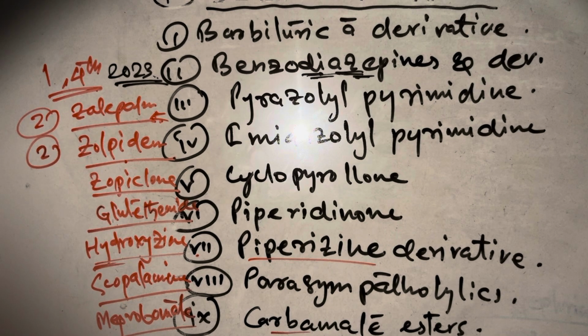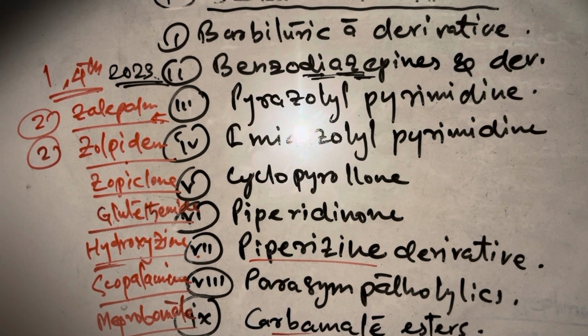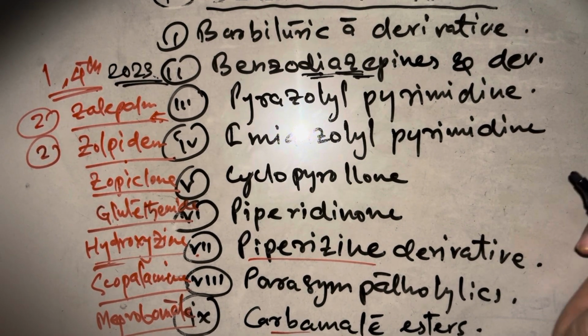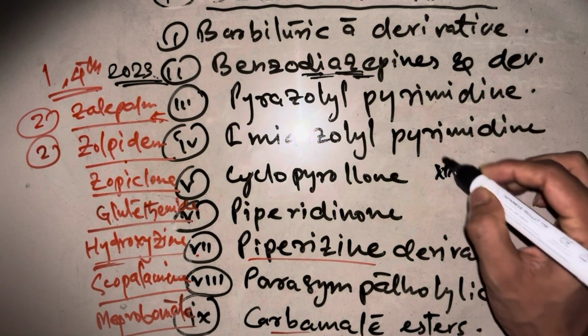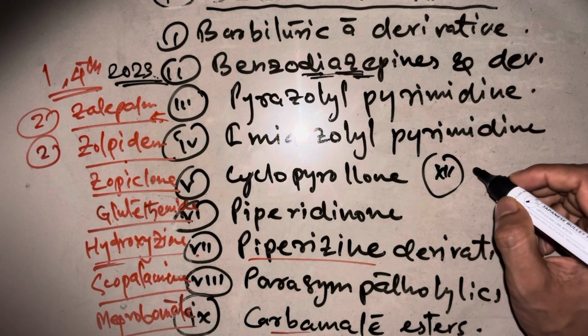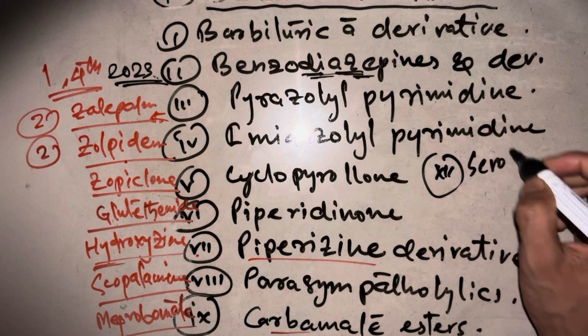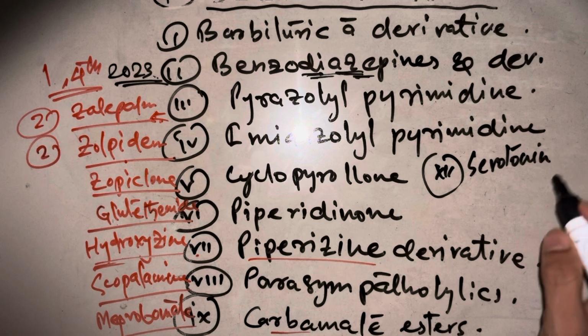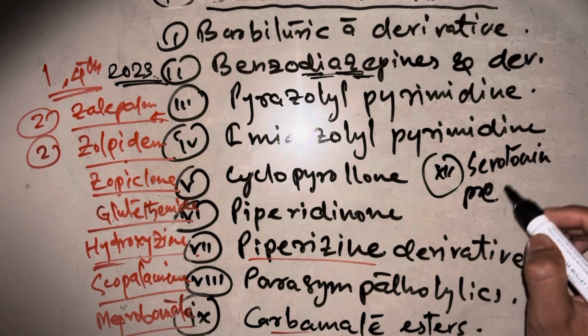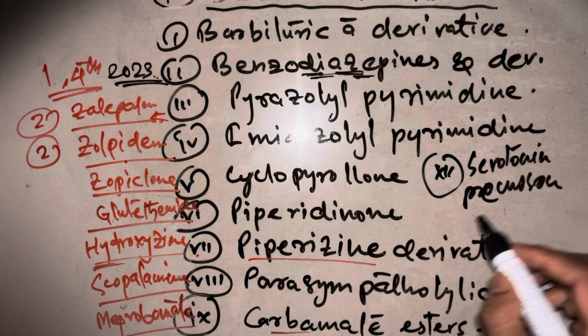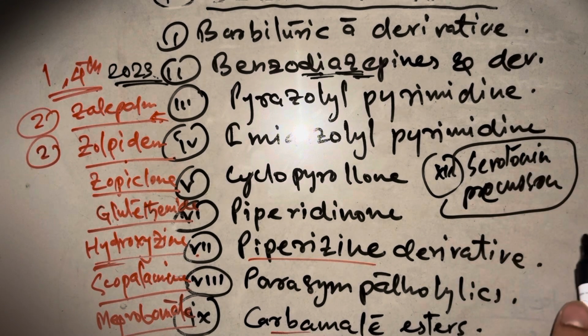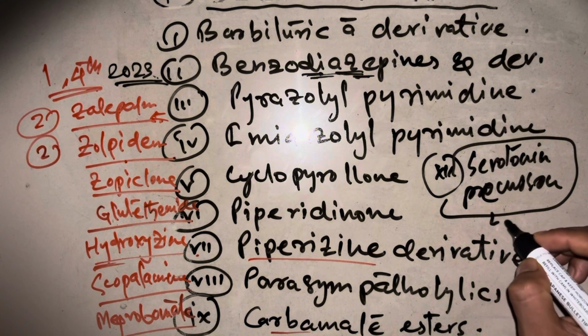Disulfiram is very widely used. In this, aldehyde dehydrogenase inhibitor is the mechanism. I forgot to tell you one more class, that is class 12, and it is serotonin precursor. And the example of serotonin precursor will be L-tryptophan.